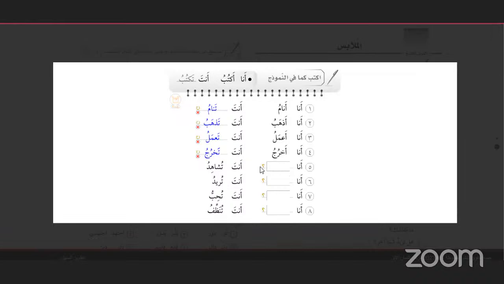Ana Ashhadu. Anta Tushahidu. Hold up. Tushahidu, what is Ana? Ana Ushahidu. Good job. Ana ushahidu, not ashhadu. Saad Qaisar, go ahead, please. Ana uridu, anta turidu. Good job.